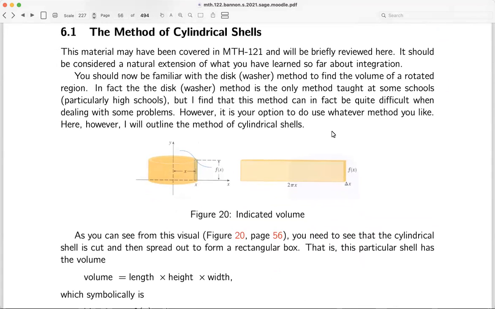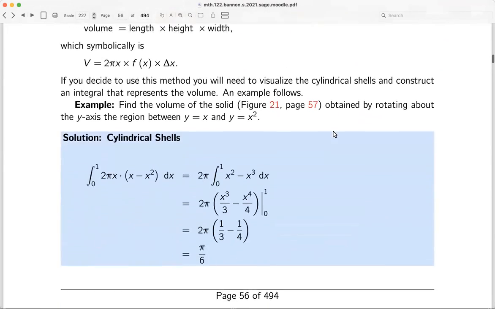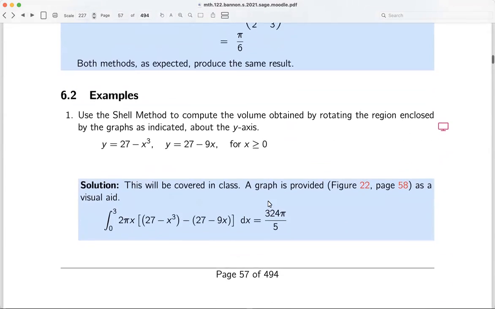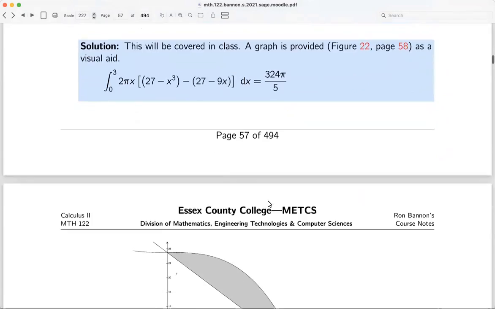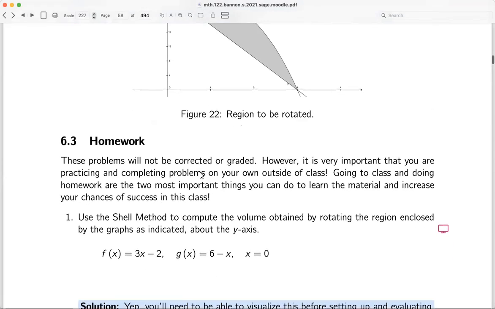Again, part of this is just a review of what you've done in Math 121. I'll certainly go to an example, and then we'll do some more examples in the section on examples. All right, it's a very brief section, though. There's really not much to say about this. And then you're expected to reinforce it by doing homework, by the way.